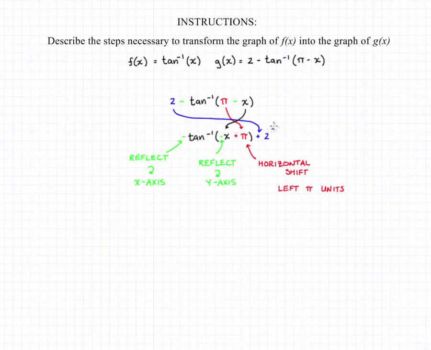Adding or subtracting anything to the entire function is going to cause a vertical shift to occur. So here, because we're adding, we're going to shift the entire graph up, and because we're adding 2, we're going to shift it up 2 units.